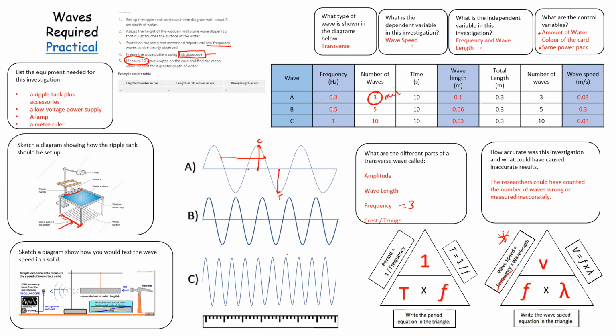Okay. How accurate was this investigation, and what could have caused inaccurate results? It's all down to ruler measurements, human error. I'm trying to think what else there might be. I don't think there is that much else really that could go wrong. It's quite a nice sort of straightforward one.